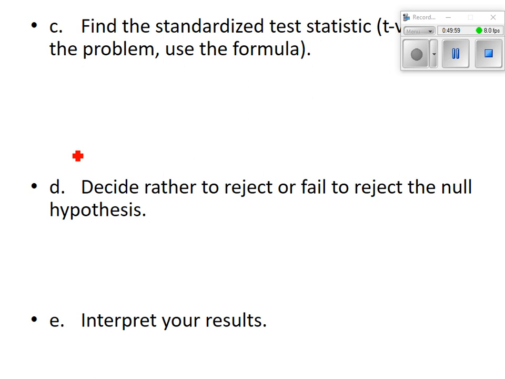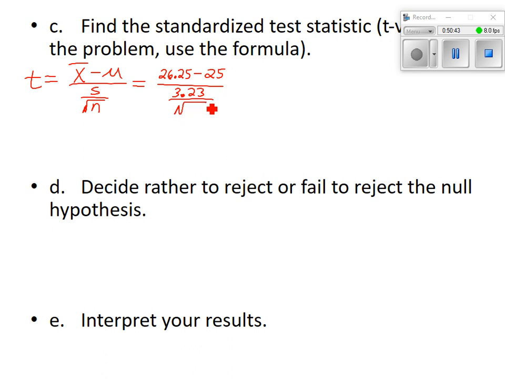Find the standard test statistic. Formula this time is x bar minus mu over, it's the same as the other one, s divided by the square root of n. What was the x bar? So I don't have to keep trying to look back. Wasn't it like $26.25 or something? Yep. 26.25 minus mu was 25. S, standard deviation, $3 and something. I don't remember what it was. 23 cents. $3.23, and then n was 20, right? Yep.